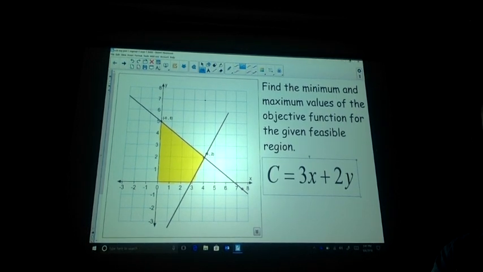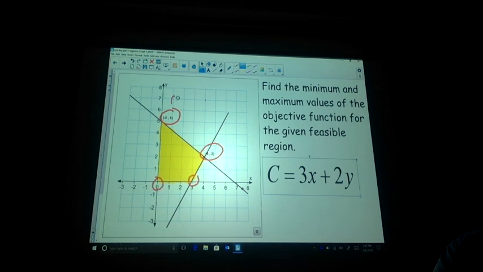First off, the feasible region. It's the yellow region. It's the bounded region, it's the shape. This one's bounded by the x and the y-axis as well. All you need to do on these problems is look at the corners. This is kind of what I did yesterday.